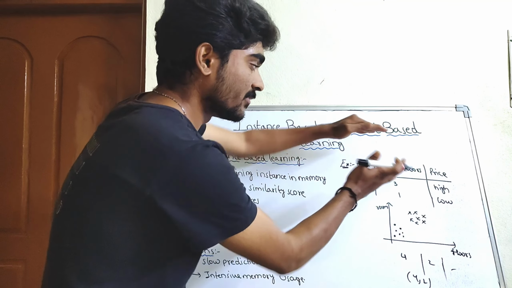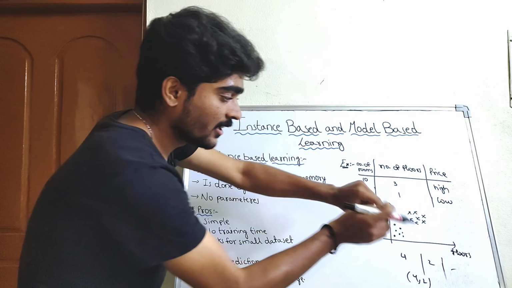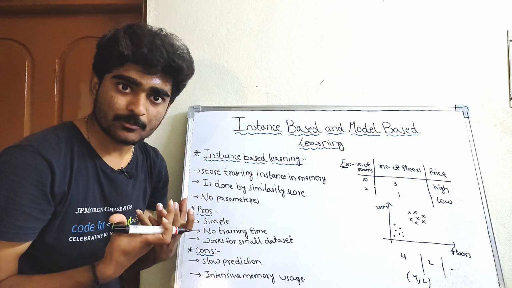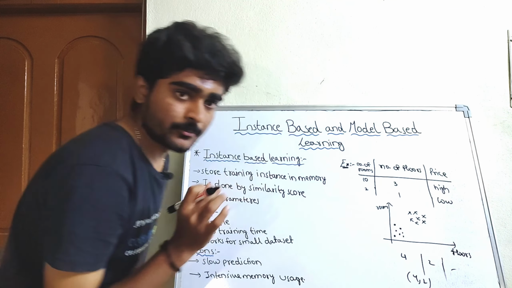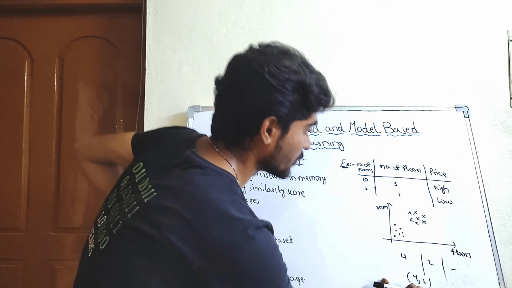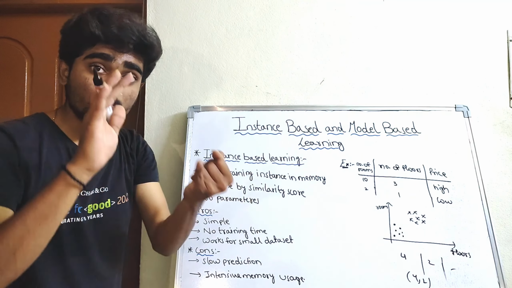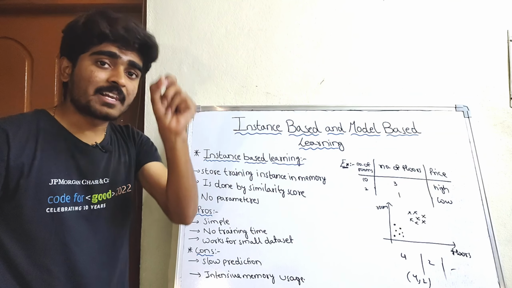We first took our entire training data set and plotted it, and directly we take a point for prediction without any explicit training. Now this is our data point. We'll compare this data point with all these data points. If we have 1 lakh data points, we'll compare this data point with all the 1 lakh data points.